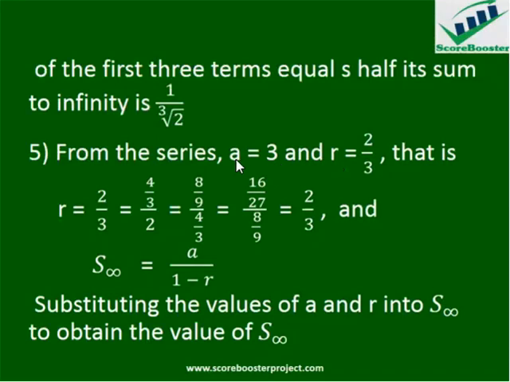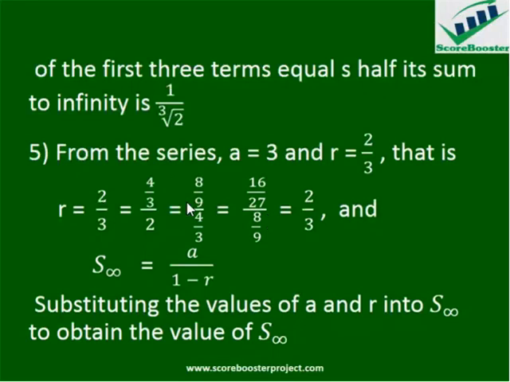The first term in that series is 3, since it is the first number in the series. The common ratio is 2 over 3, and it is obtained by dividing the second term 2 by the first term 3, which equals dividing the third term 4 over 3 by the second term 2, which is also equal to dividing the fourth term 8 over 9 by the third term 4 over 3, which is also equal to dividing the fifth term 16 over 27 by the fourth term 8 over 9.